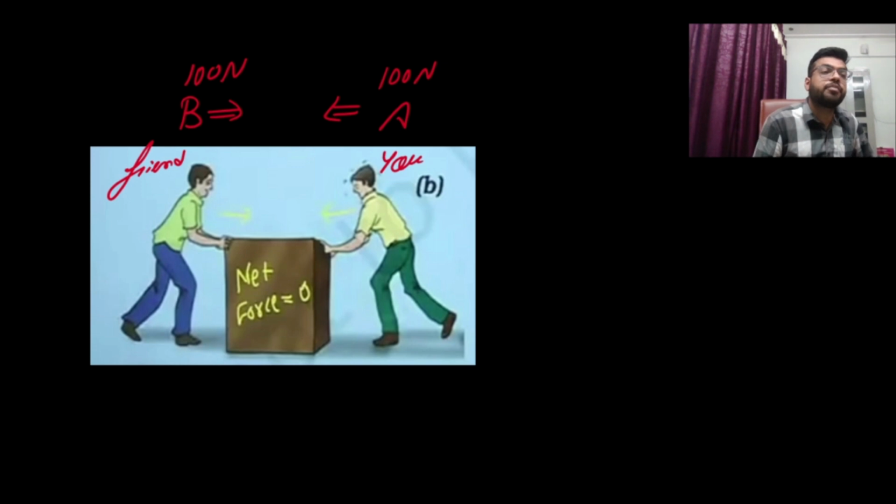So what is the effect? The box will not move an inch. The box will remain stable in that position, at rest, because you both are applying the same magnitude of force but in opposite directions. So the net force in this case is zero, because both your forces are counteracting each other, correct?